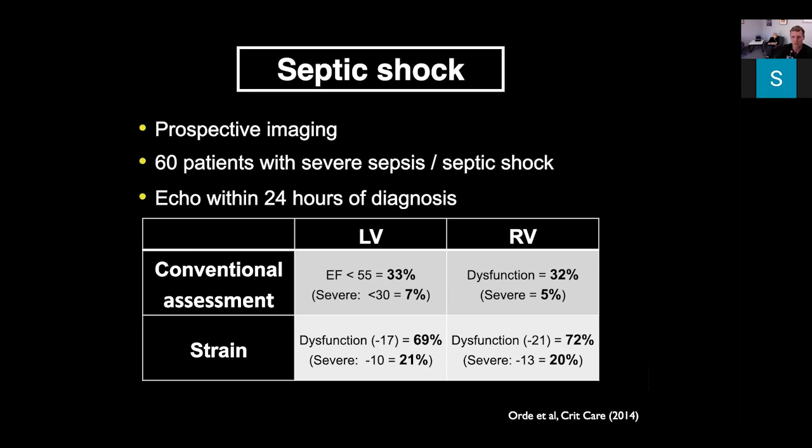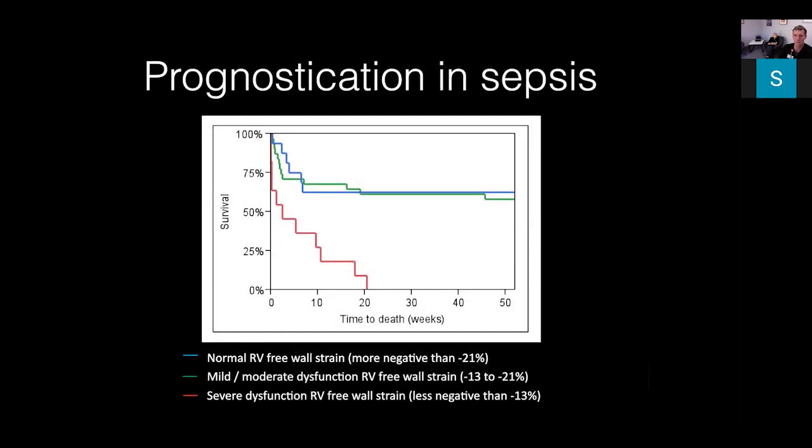I think that's in keeping with the cardiology literature. We saw that LV systolic dysfunction was not associated with worsening mortality in my cohort, but RV systolic function was, and that was mainly due to the severe RV systolic dysfunction group that all died. And you can see they died within 20 weeks.